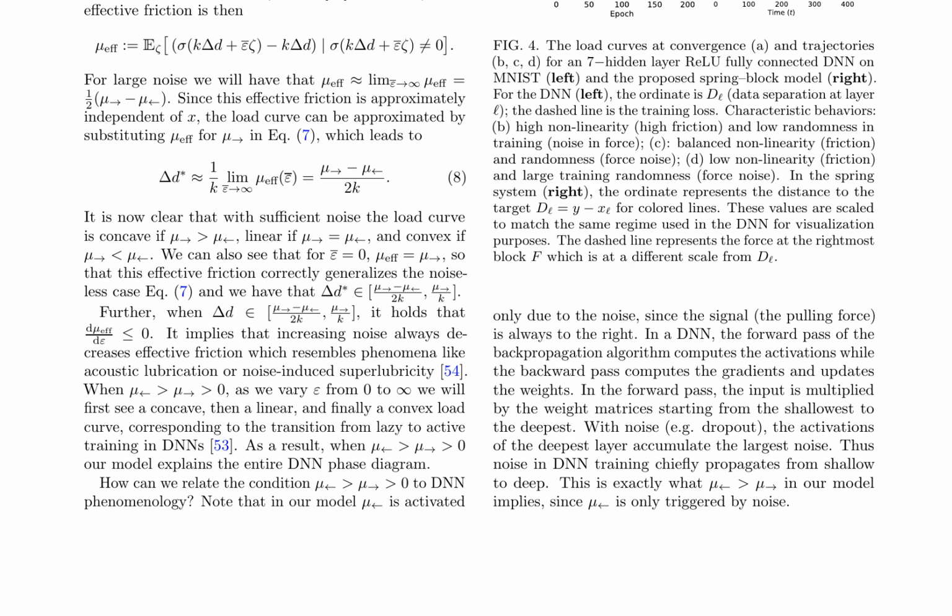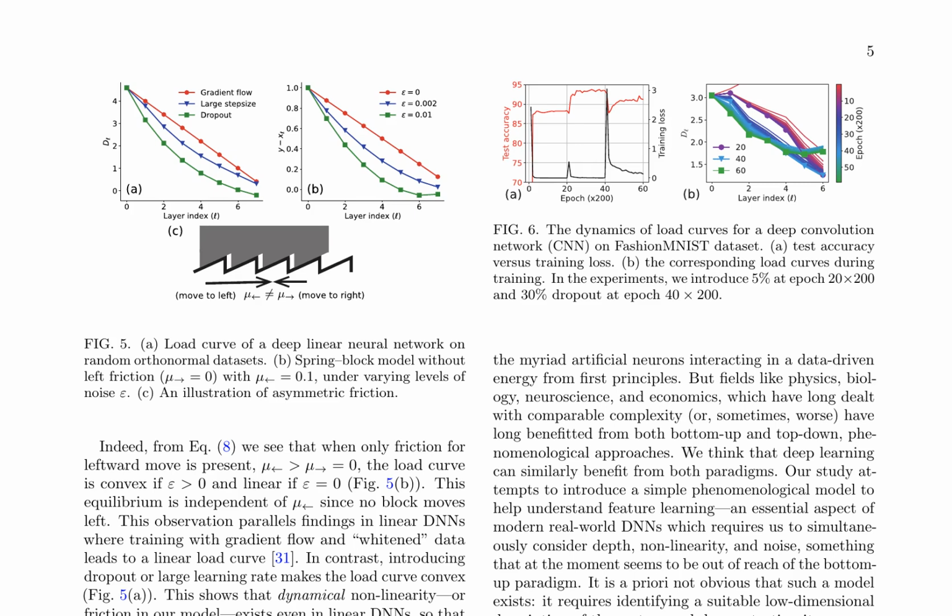The phase diagrams are universal with respect to various sources of stochasticity, including dropout rate, batch size, label noise, or learning rate. The research explores the dynamics of deep learning through a phenomenological model, inspired by the spring block system, which captures the interplay between nonlinearity, noise, and depth in deep neural networks.